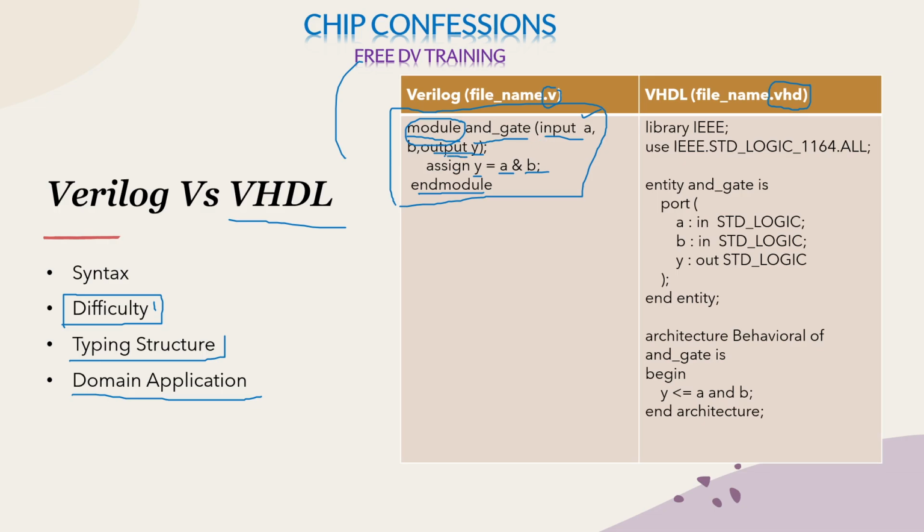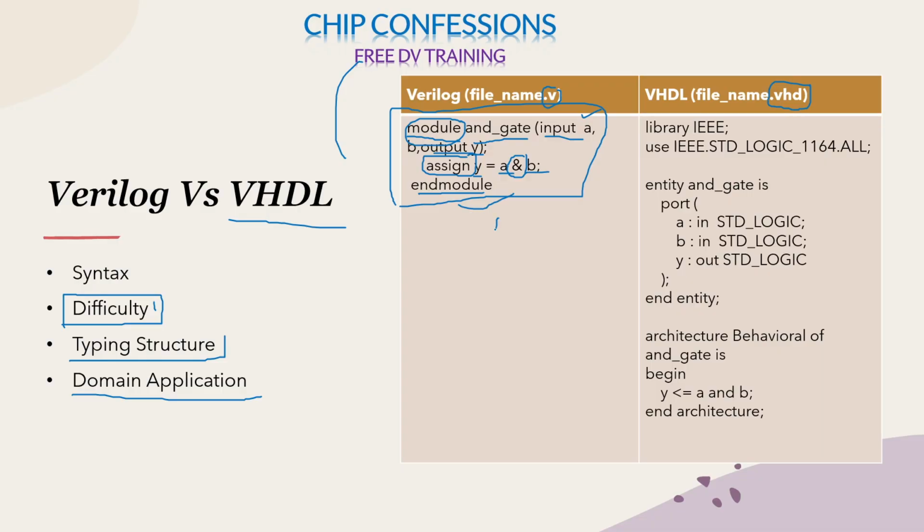Then we are doing assignments, which we will see later. Don't worry about this. What we are doing is just Y equals A and B. This is how the AND gate is. You might know this symbol, the ampersand, used for the AND gate. Then we end with endmodule.